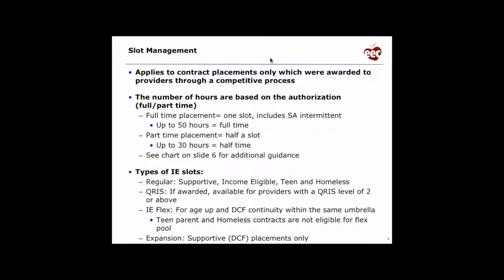There's a chart on slide 6 for additional guidance. That's the slot utilization chart. So, types of income eligible slots. We have regular, which includes supportive, income eligible, teen, and homeless. We have QRIS, which, if awarded, are available to providers with a QRIS level of 2 or above.